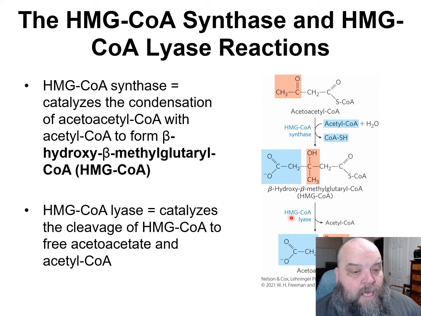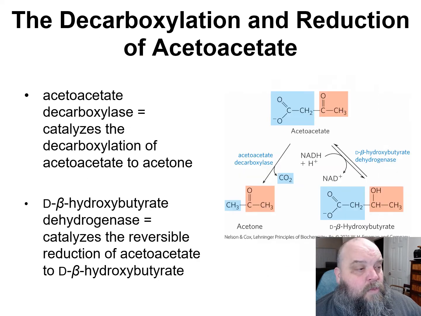Go through using HMG-CoA lyase. Remove the acetyl group right here, the acetyl-CoA, and now you're left with the blue and the brown box, which is a four-carbon thing, better known as acetoacetate. Acetoacetate will be transported to the bloodstream and then carried throughout the body, depending upon what cell, what metabolic activities are occurring at that point in time. Acetoacetate decarboxylase takes acetoacetate and decarboxylates it, turning it into a three-carbon acetone.